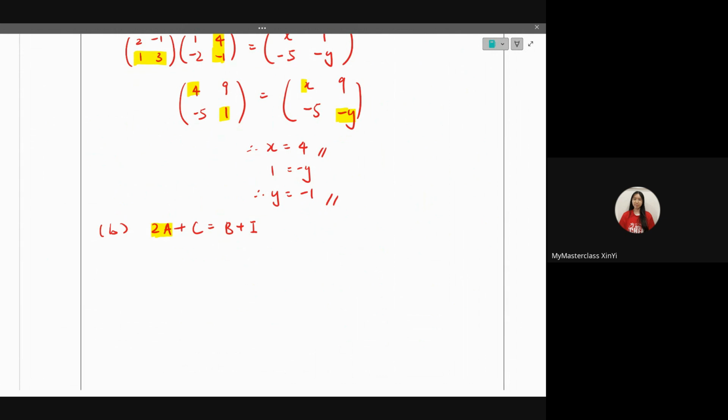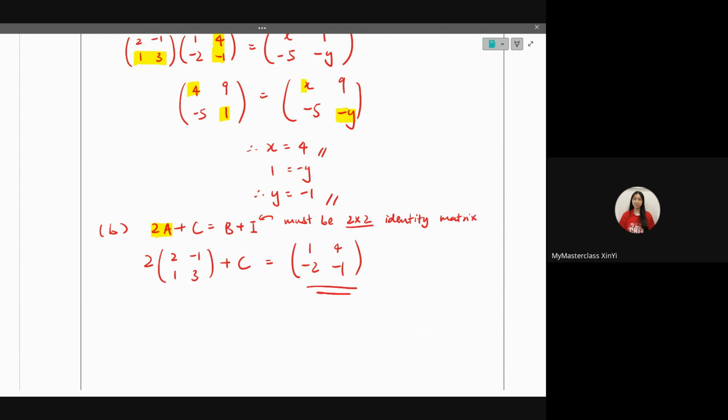So let's write it down first. You have 2 times the matrix 2, 1, negative 1, 3, plus C, which you don't know, and then you have B, which is 1, negative 2, 4, and negative 1, plus the identity matrix. Here this identity matrix must be a 2 by 2 identity matrix, because you are adding to this matrix, so it must be of the same order. Therefore this would be 1, 0, 0, 1.